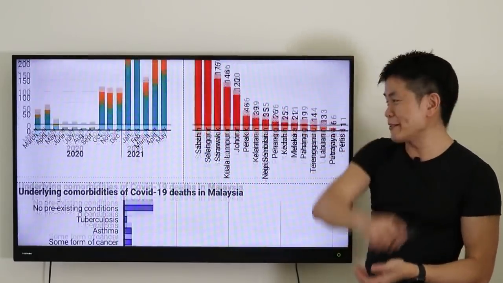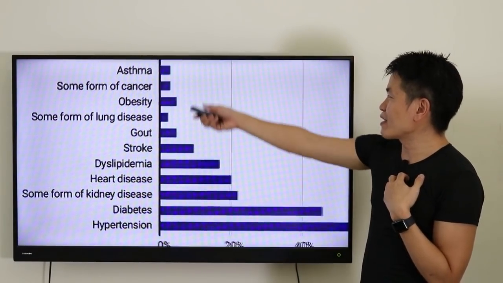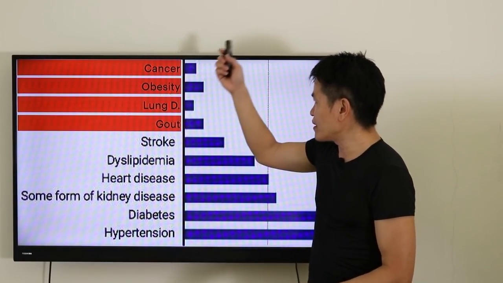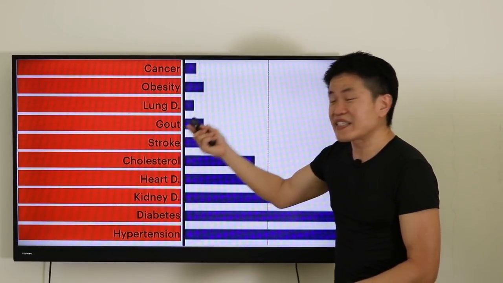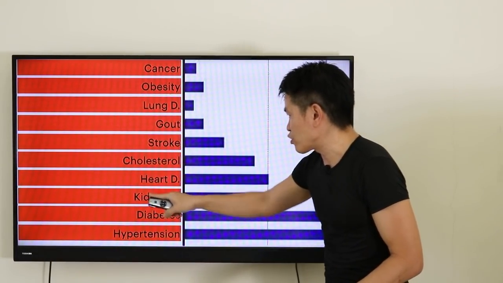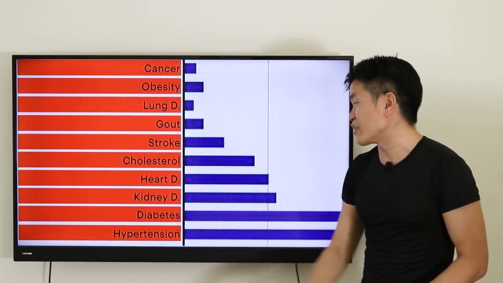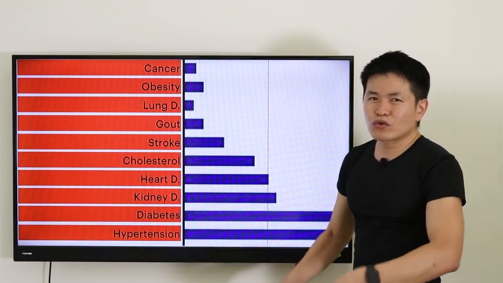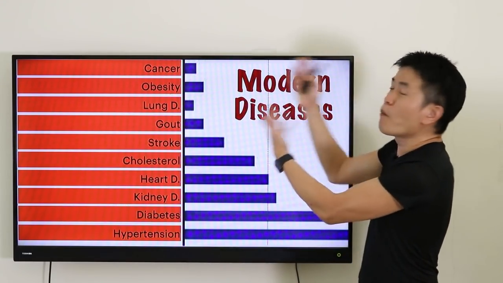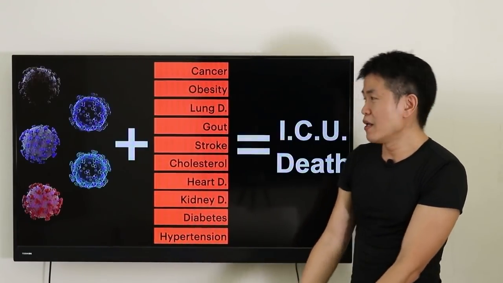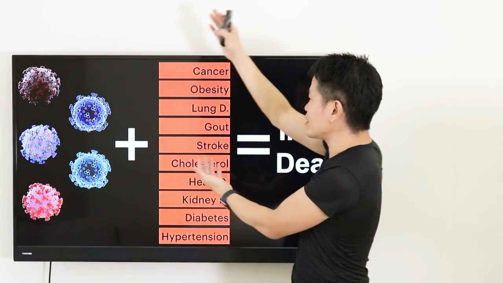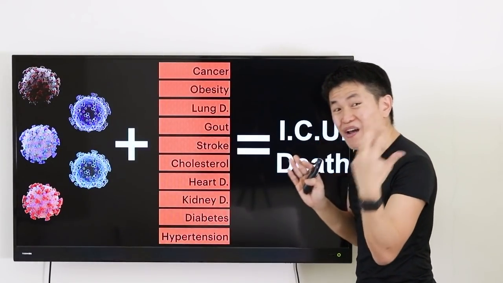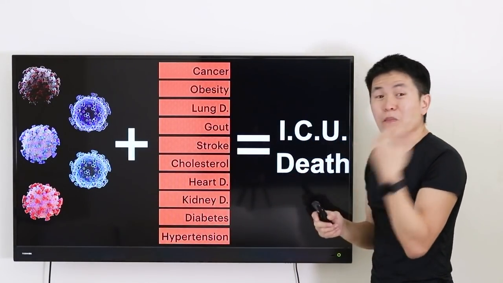So now let's look at the next one. Look at these comorbidities that can increase your odds of dying because of COVID. Cancer, obesity, lung disease, gout, stroke, cholesterol, heart disease, kidney disease, diabetes, hypertension. You see, diabetes and hypertension, again, top of the list. So if you have any of these two, try to manage it lah. This is what we call modern diseases. Now look at the equation. So we get COVID plus this comorbidity, then your chance of getting into ICU or the Cat 4 or Cat 5 stage of COVID or death is much higher.